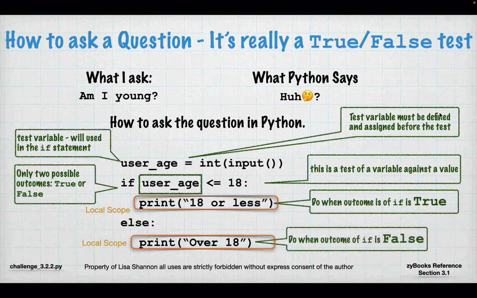So else is related to if, and if user_age less than or equal to 18 evaluates to false, it's not going to execute print 18 or less. It's going to execute print 18 or over.